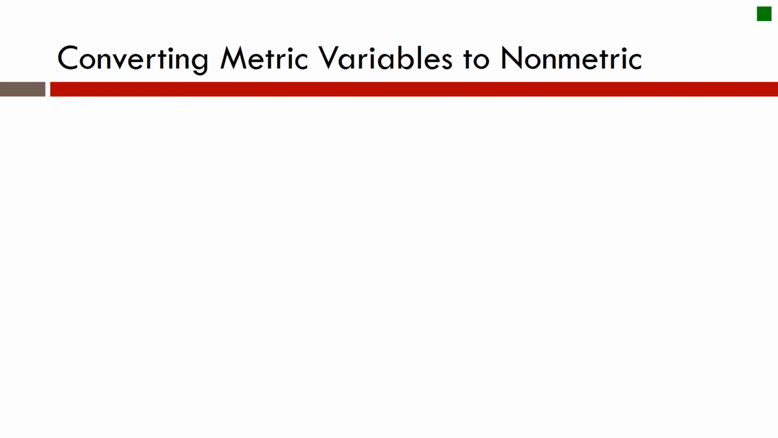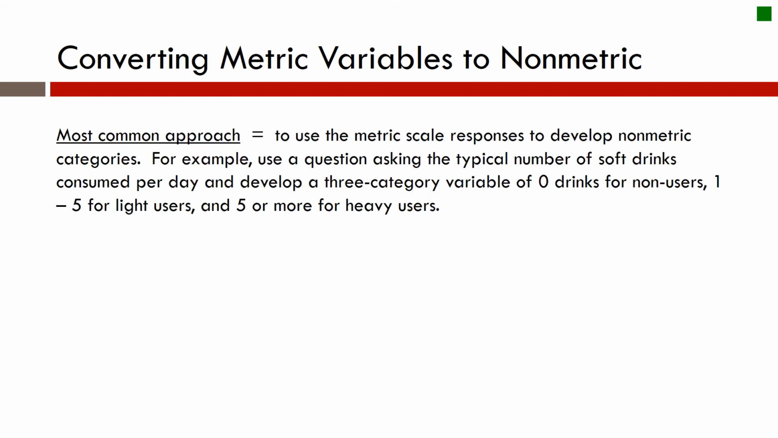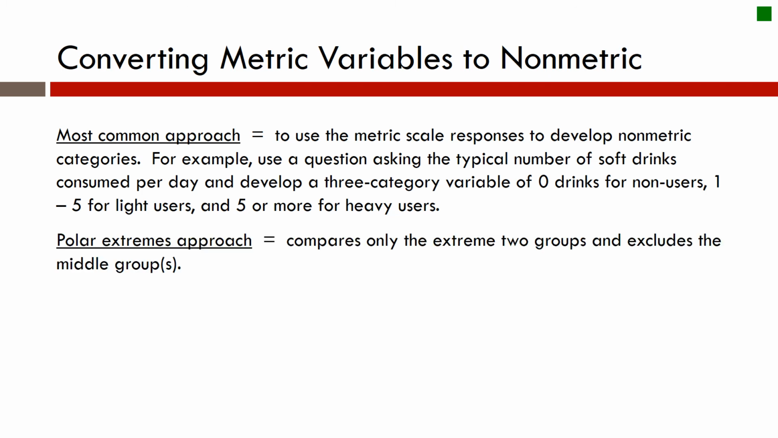Okay, one other note on converting metric to non-metric data. The most common approach is to, again, take the data and just recategorize it. Again, we could break this up into thirds or quarters, or even take a mean split or something like that, and take the high group and the low group. It's certainly something we could do. I've also mentioned this idea of polar extremes, where we have maybe 3 or 4 or 5 groups. We take the top group and the bottom group, and we compare those two.